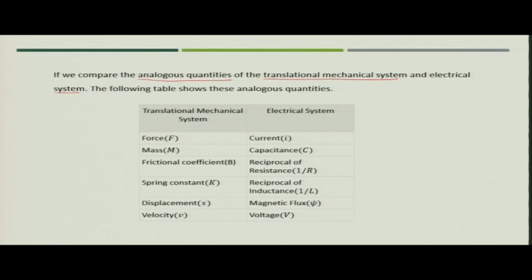This is what we have compiled in the form of a table. Force F is analogous to current, mass is analogous to capacitance, B, that is the frictional coefficient, is the reciprocal of resistance 1 by R, spring constant K is the reciprocal of inductance 1 by L, displacement x is analogous to magnetic flux psi, and velocity V is analogous to voltage V.